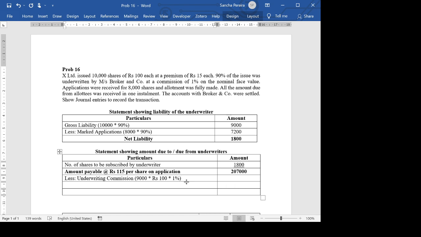Okay. So it's going to be 9,000 into 100 into 1%, which comes to 9,000. So basically, the company has to pay the underwriter 9,000. Okay, and the underwriters have to pay the company 2,07,000. So finally, it's going to be the underwriter who will have to pay.